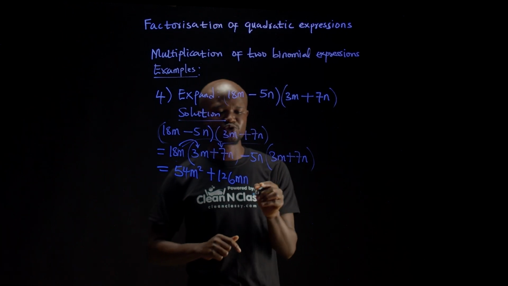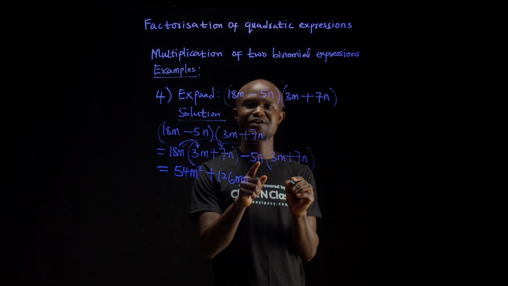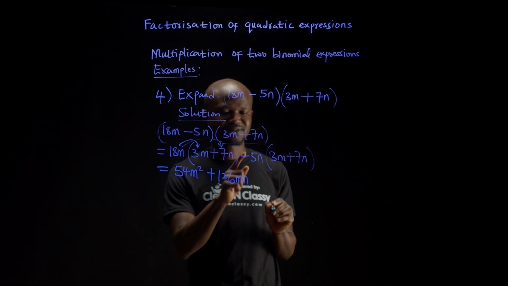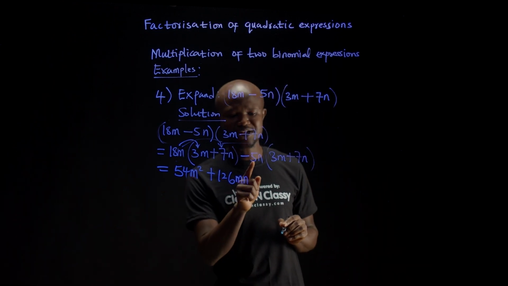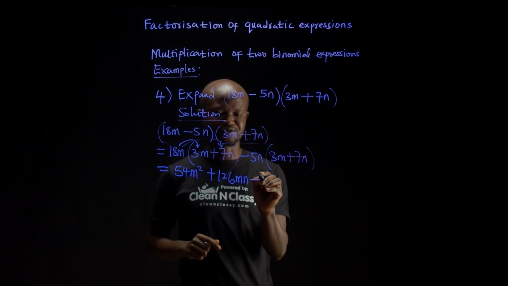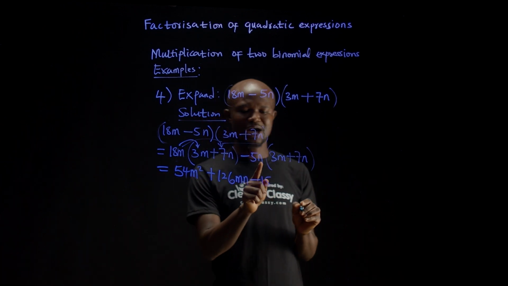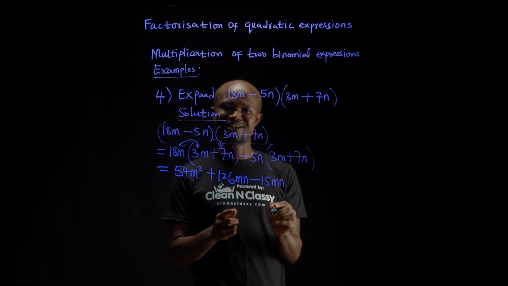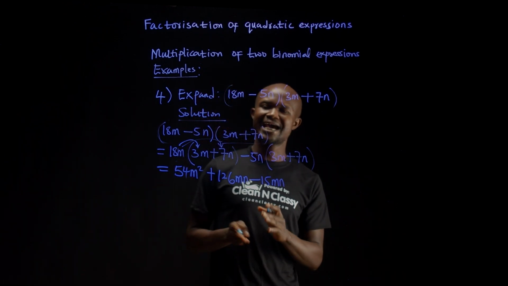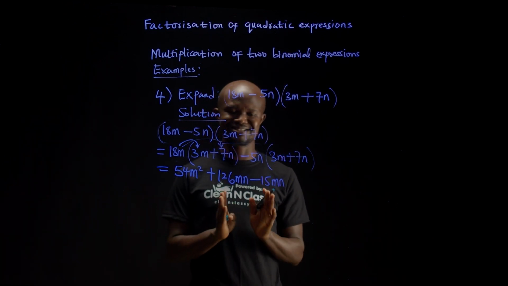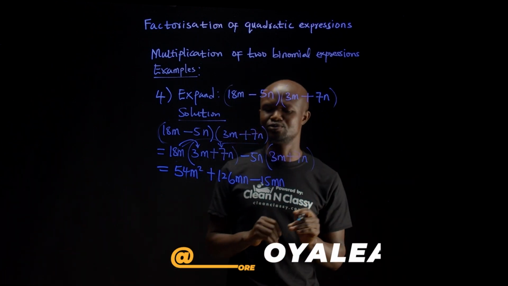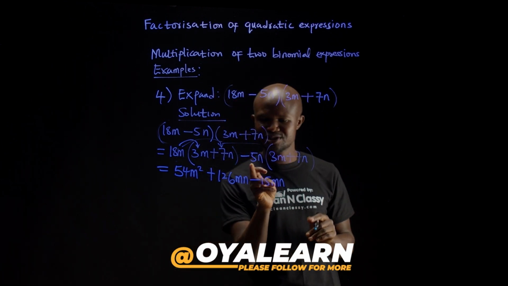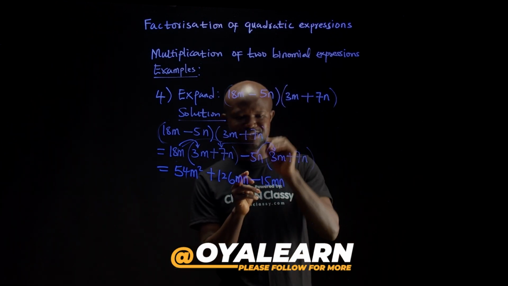Then let's go to the next one. We have minus 5 here, minus 5n. So in this case, minus 5 times 3, we have minus 15. And we have n times m, that is mn or nm. nm or mn is the same. So you can write any of the two. So in that case, we have used this minus.